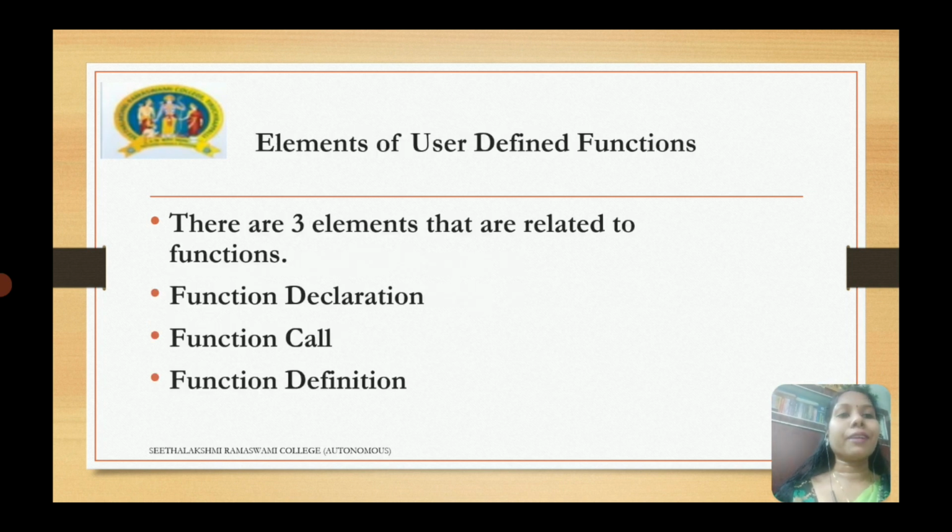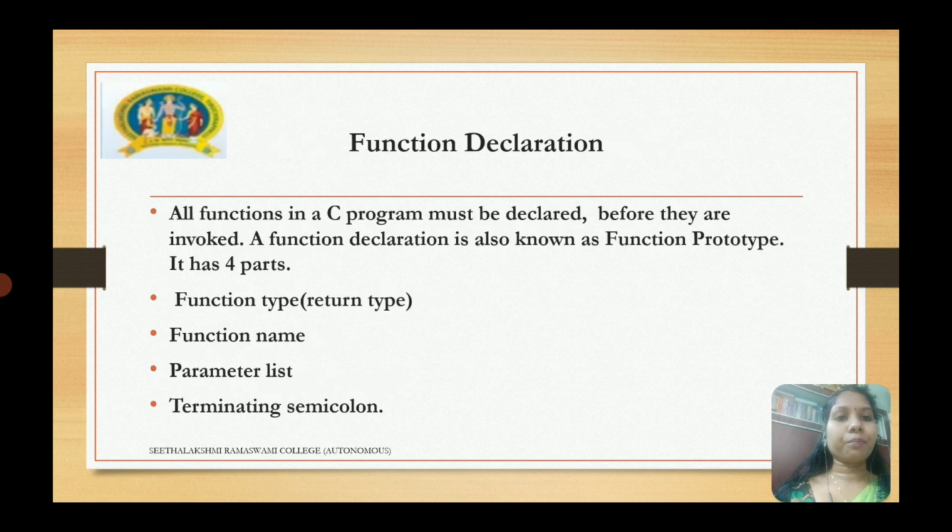Elements of user-defined functions. There are three elements that are related to functions: function declaration, function call and function definition. Function declaration. All functions in a C program must be declared before they are invoked. A function declaration is also known as function prototype and it has four parts. One is function type, also called the return type. Next is function name. Third is parameter list and fourth is terminating semicolon.